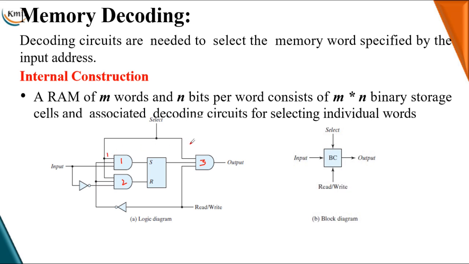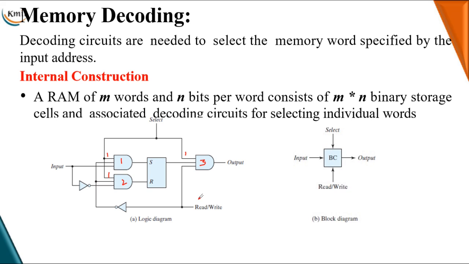So the select inputs are all equal to 1. If the binary cell or the memory word is selected, then the select line will become logic 1, and it is applied onto the inputs of the first AND gate and second AND gate, and the third AND gate input is also equal to logic 1. Now, based on your control input, read or write, you can have your data retrieved from this binary cell, or you can load the data into the binary cell.